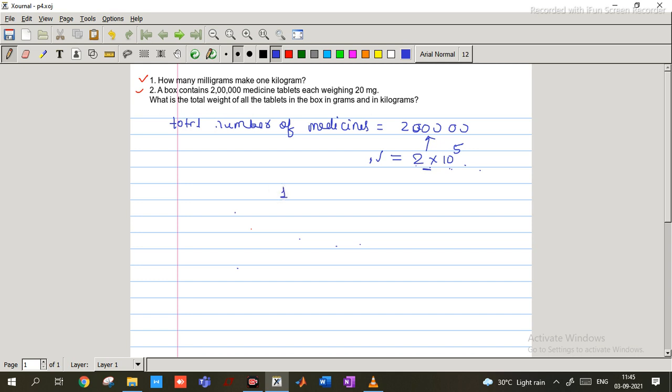The weight of one medicine is equal to 20 milligram. That means the weight of one medicine is 20 milligram. What is the total weight of all the tablets in the box in grams and in kilograms? So let's forget about this kilogram. First we'll stick to our grams. So we know how many medicines there are, these many, and the weight of each medicine is 20 milligram. That means the weight of the whole box will be N into 1 medicine, isn't it?